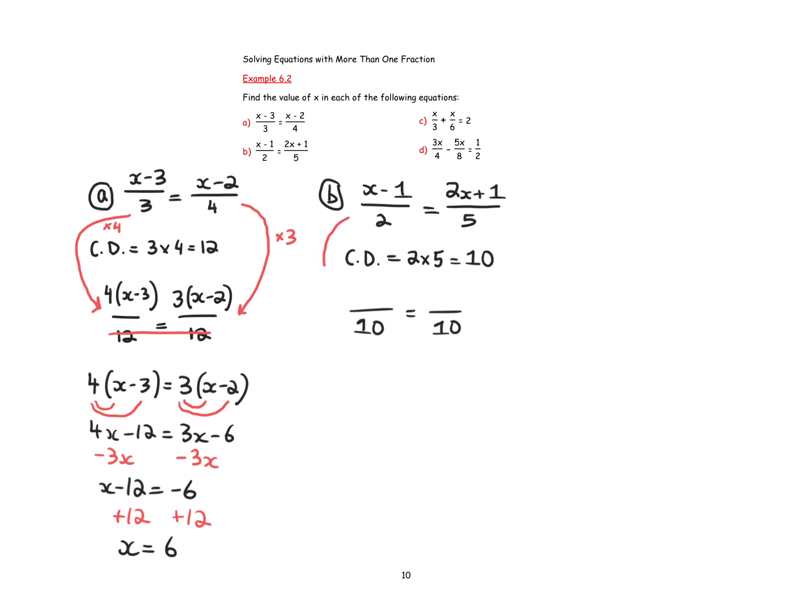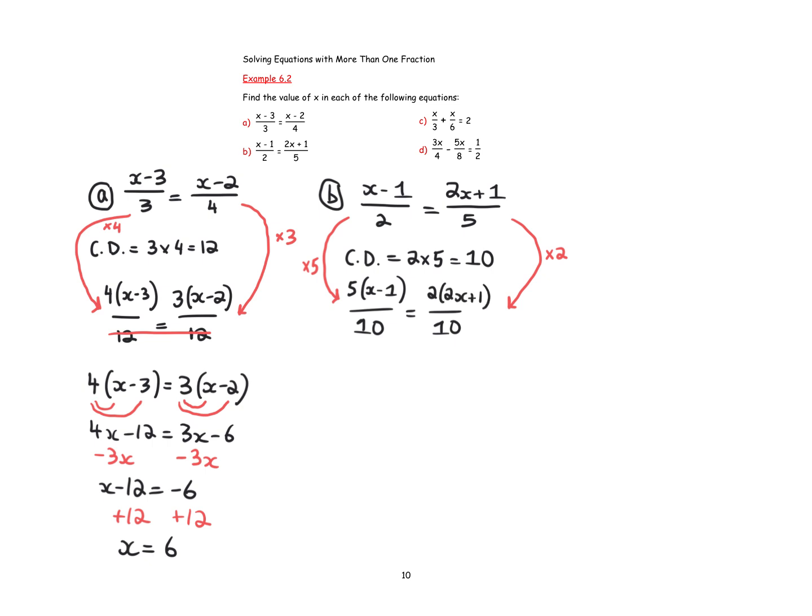Now, looking at the one on the left-hand side, we had x minus 1 over 2, but now it's over 10. So that meant we had to multiply the left-hand side by 5. If we multiplied the denominator by 5, we must also multiply the numerator by 5. Similarly, on the right-hand side, it was over 5, and now it's over 10, meaning that we must have multiplied the 5 by 2. If we multiplied the denominator by 2, we'll also have to multiply the numerator by 2 as well.